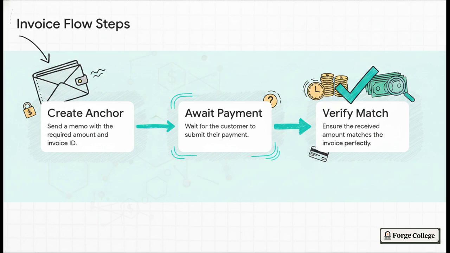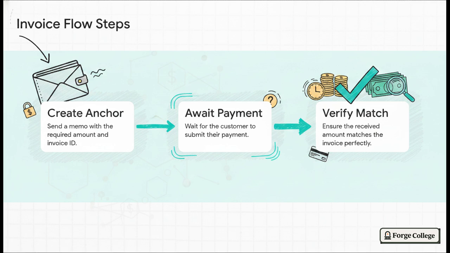Step 1, we create an on-chain anchor. During invoice creation, we send a memo with the required amount and an invoice ID. But, and this is key, no funds are transferred yet. We are basically just pre-stamping an empty envelope. Step 2, we simply await the customer's payment submission. And step 3, when that payment finally arrives, we verify that the received amount perfectly matches the original invoice amount. Notice how we're completely separating the creation of the invoice from the actual payment submission by using that on-chain anchor.